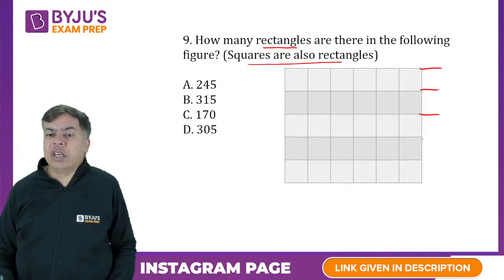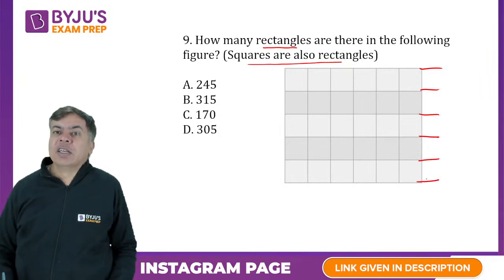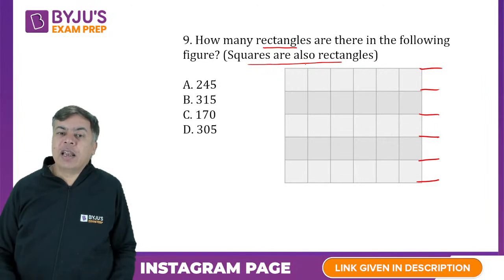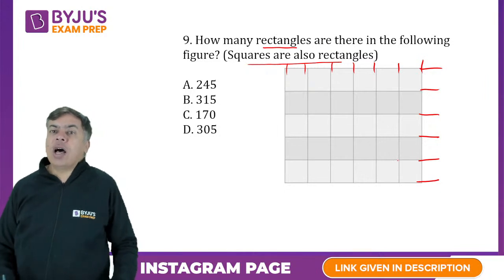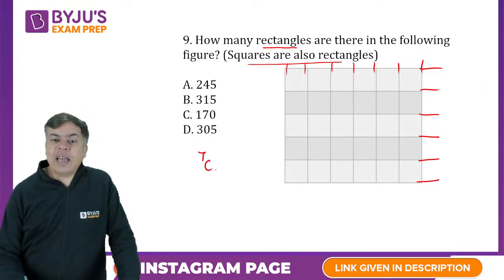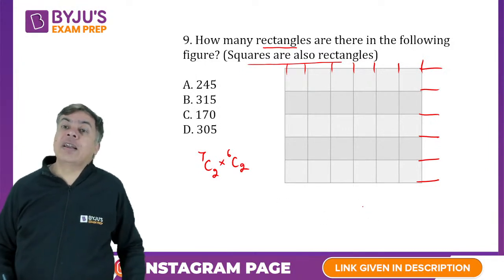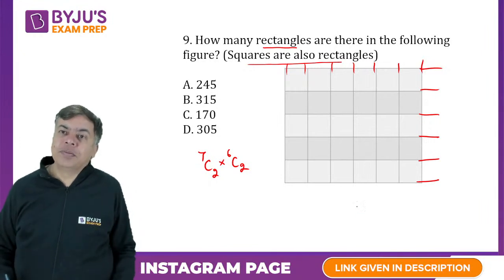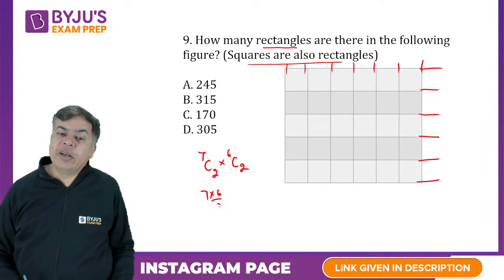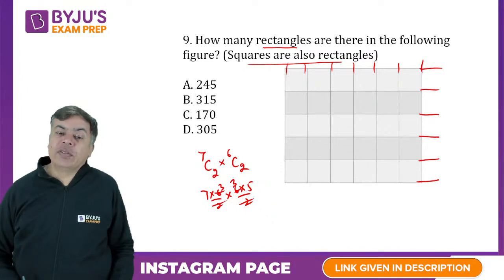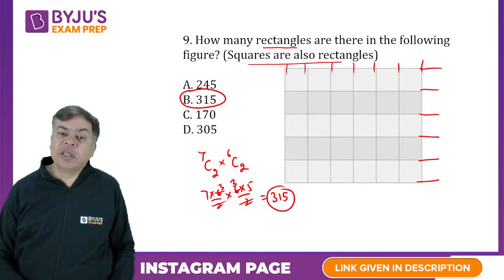How many horizontal lines? 1, 2, 3, 4, 5, 6. 6 horizontal lines. How many vertical lines? 1, 2, 3, 4, 5, 6, 7. So out of 7 vertical lines, you select any 2. Out of 6 horizontal lines, you select any 2. Definitely you will get a rectangle. So that is 7 into 6 by 2 and 6 into 5 by 2. Both 2 can be cancelled. So this is 7 into 5, 35, 35 into 9, 315. Right? 315 should be the correct answer.